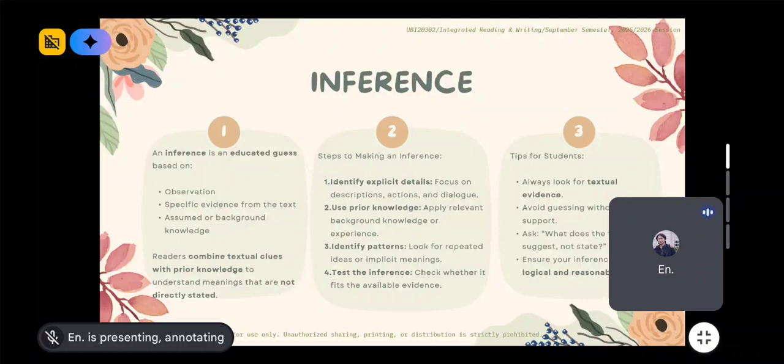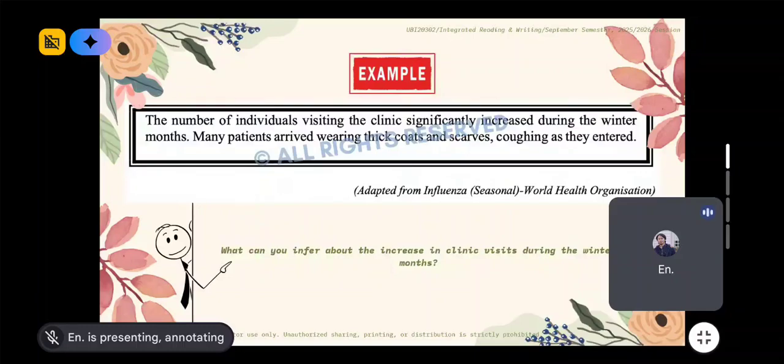Okay, and then we have tips for students when it comes to making inferences: always look for textual evidence. Avoid guessing without support. Make sure that you have something to refer to. Ask, what does the text suggest but not state? Ensure your inference is logical and reasonable. Okay, so read that. I'll give you a few seconds to read that.